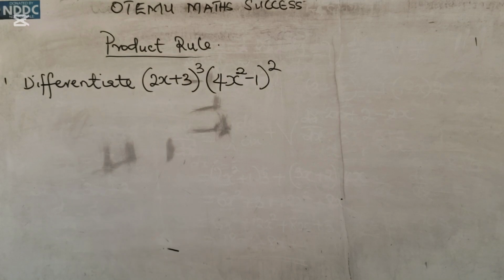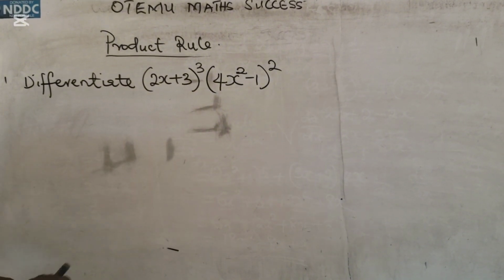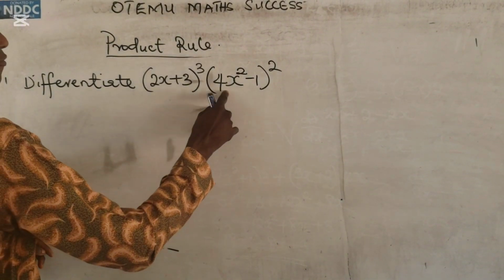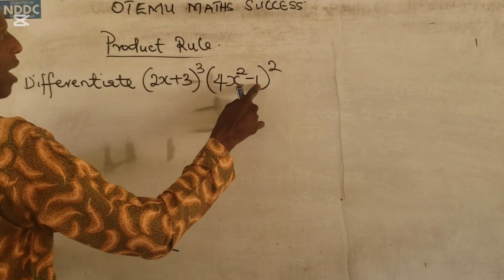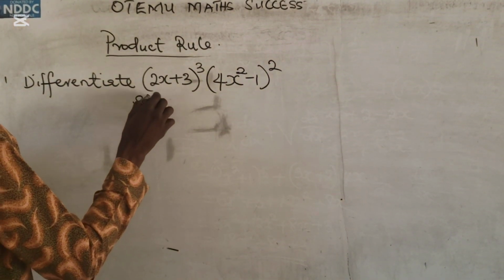So before me on the board is differentiation using product rule. Now, if I have to differentiate (2x + 3)^3 into (4x^2 - 1)^2, now write solution.